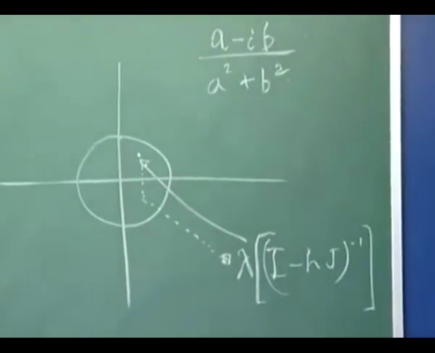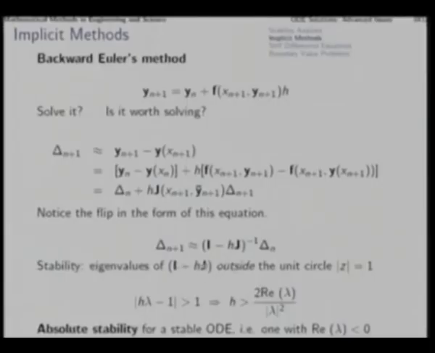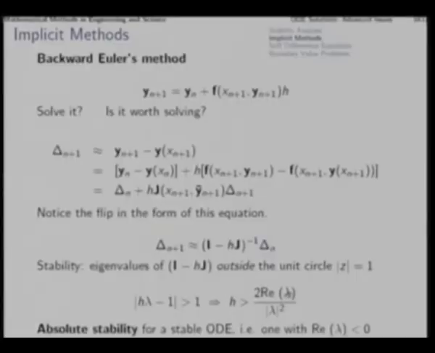So, if we analyze that, that is, eigenvalues of I minus hJ should fall outside the unit circle, and that will give us the limitation on h as greater than this. Now, if lambda has positive real part, then h larger than this quantity will be required for stability. And if lambda has negative real part, then this is always true because h is positive, and that means it will be always stable.